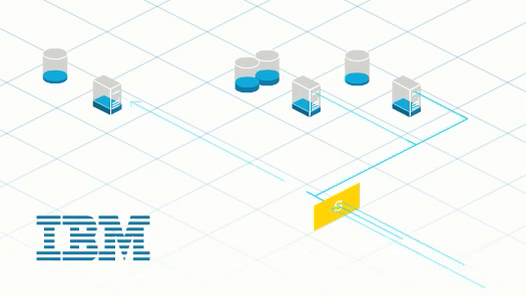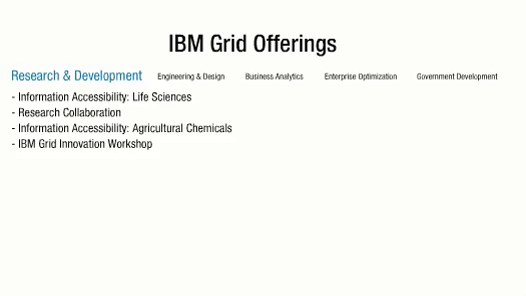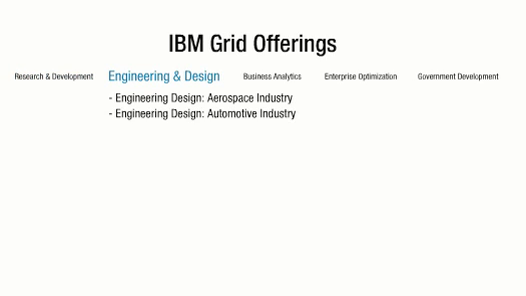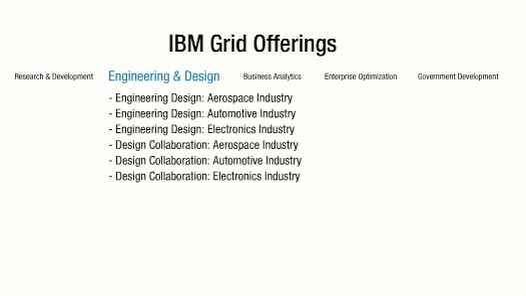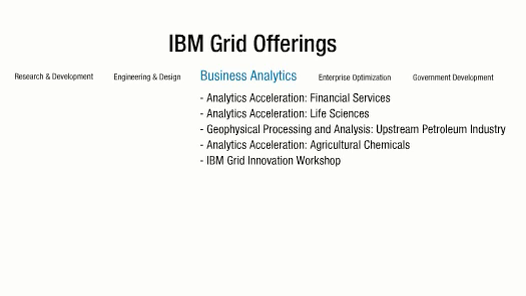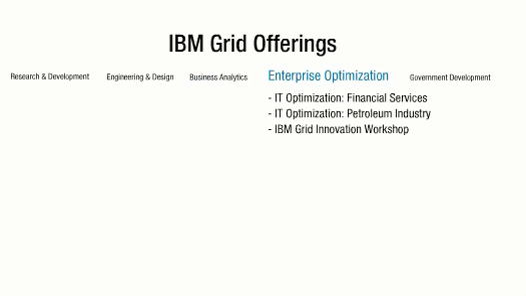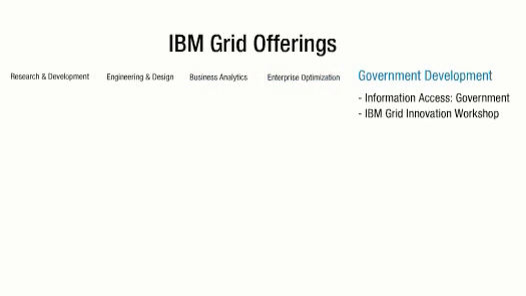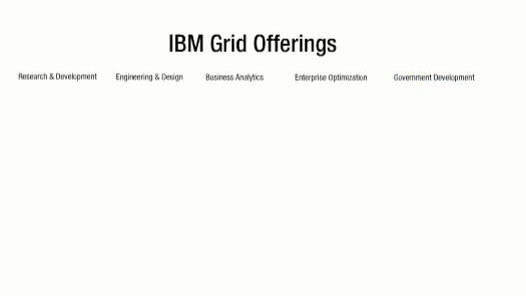IBM has in-depth experience and expertise to help the company select, plan, and implement the most appropriate grid strategy and solution. The automotive company has customized its own IBM grid offering for engineering design. IBM has equally flexible solutions aligned with each business sector and focused on specific business problems.